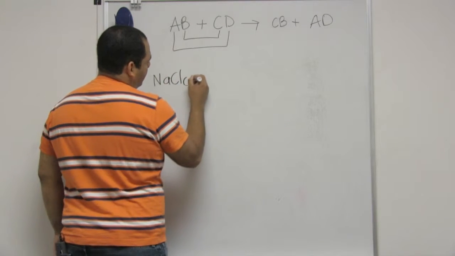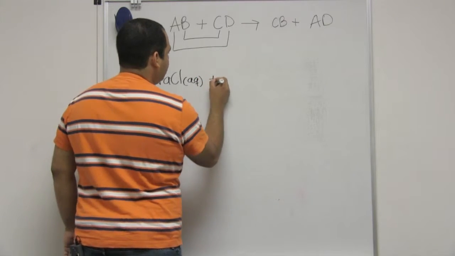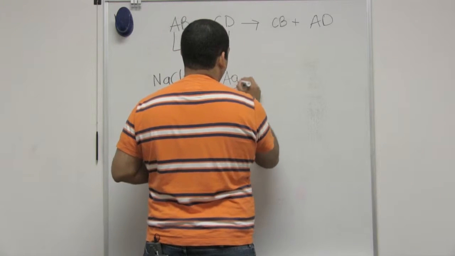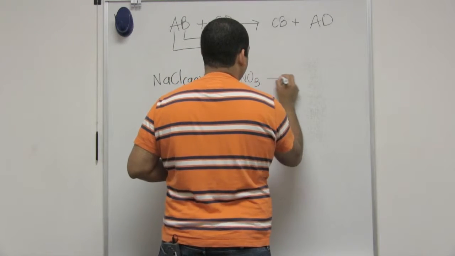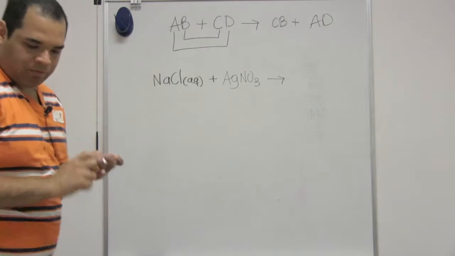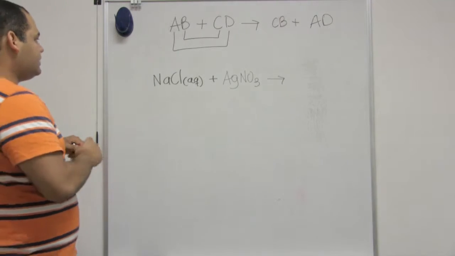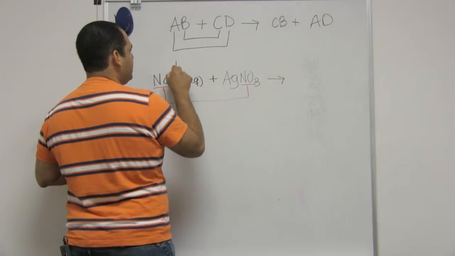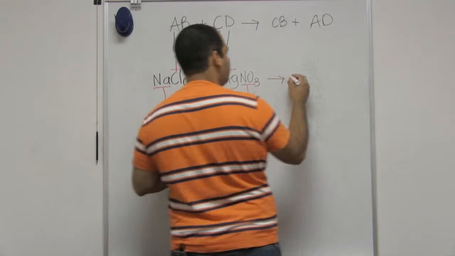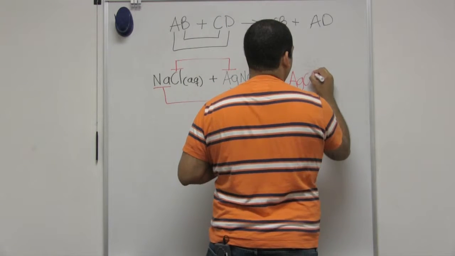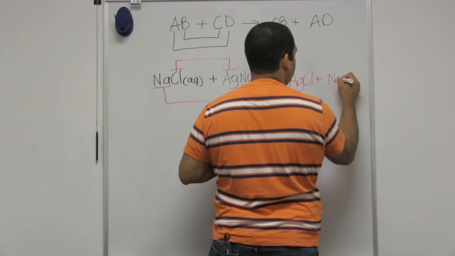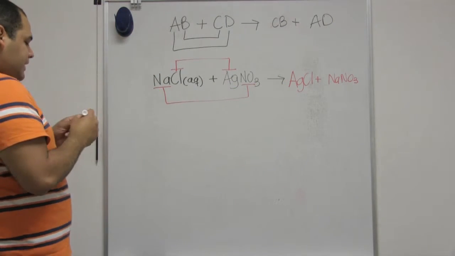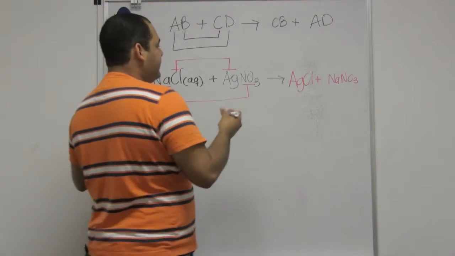NaCl aqueous plus HgNO3. So I look into this double replacement, I know that I have two compounds there. The A combined with D and the B combined with my C, making HgCl plus NaNO3. Now I need to predict if I have some solid there or not.